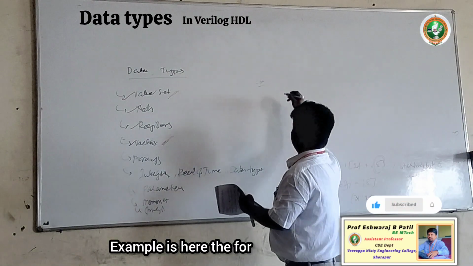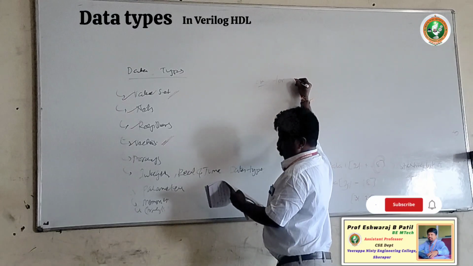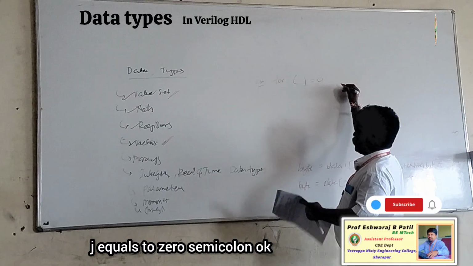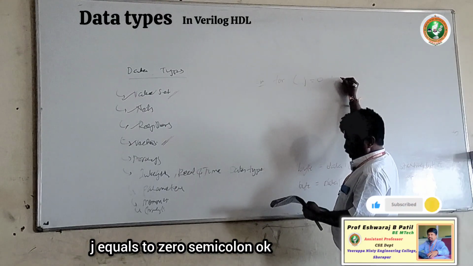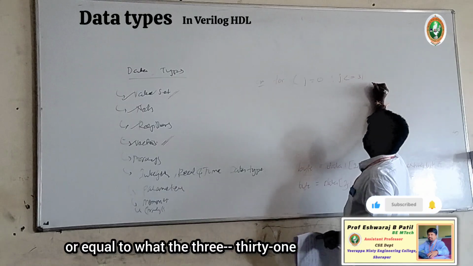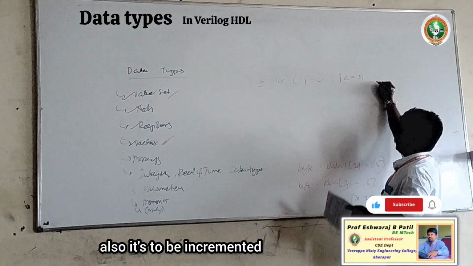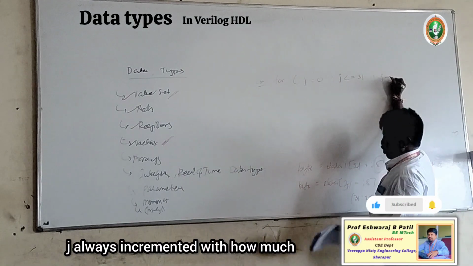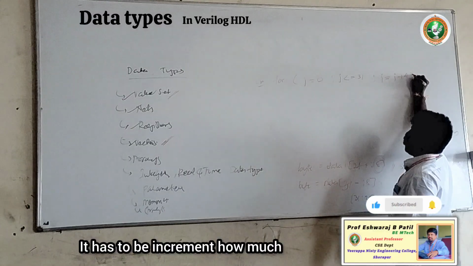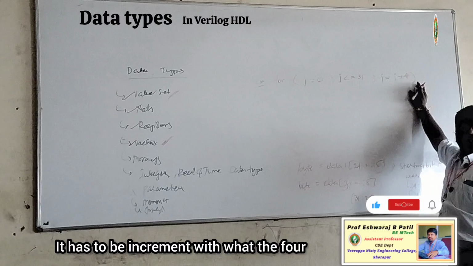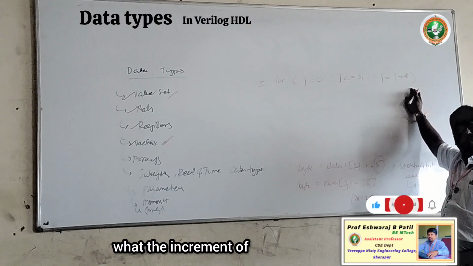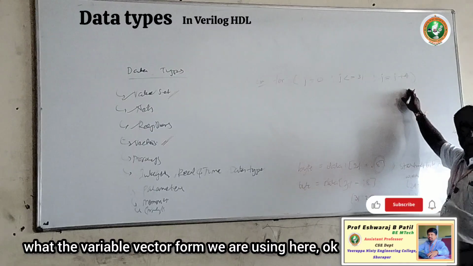Example: here in the for loop I am using j equals 0; j less than or equal to 31; and it is to be incremented. J is always incremented by how much? J plus 4. It has to be incremented by 4, not plus 1. This is the increment type of variable vector form you are using here.